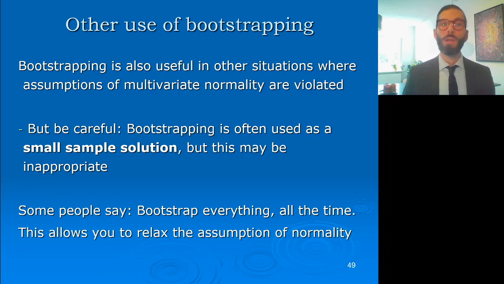But our colleagues Rens van der Schoot and Milica Miosevic recently published a book about small sample solutions in statistics, and one of the chapters addressed the question of whether bootstrapping is appropriate for small samples. As it turns out, bootstrapping is usually no better than parametric methods on small samples, so you should take this recommendation with a grain of salt. In other cases, bootstrapping can be a very useful tool, however, to deal with violations of multivariate normality.